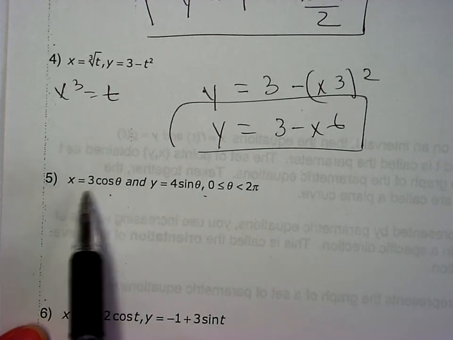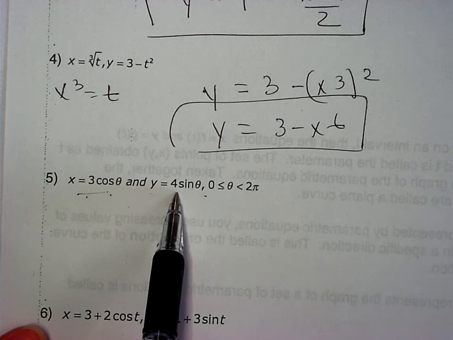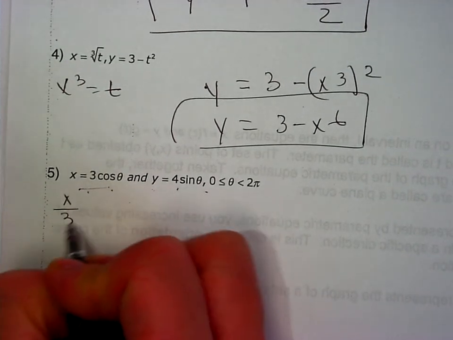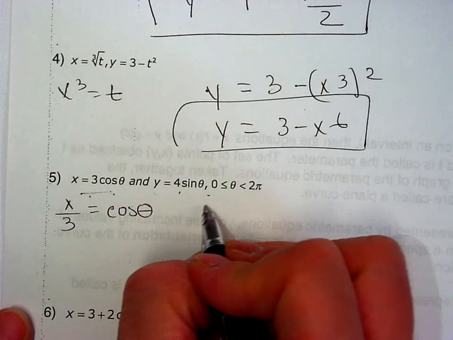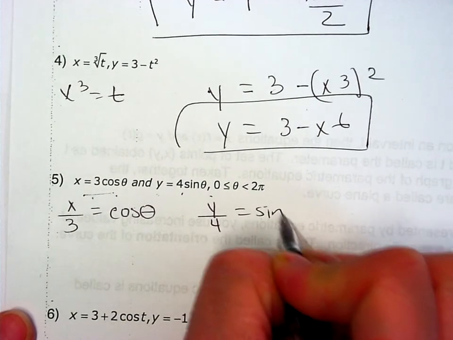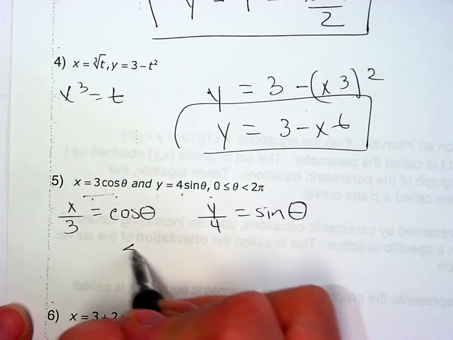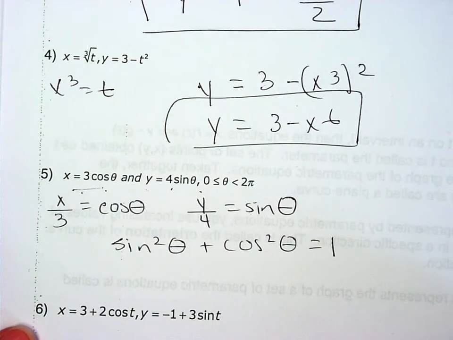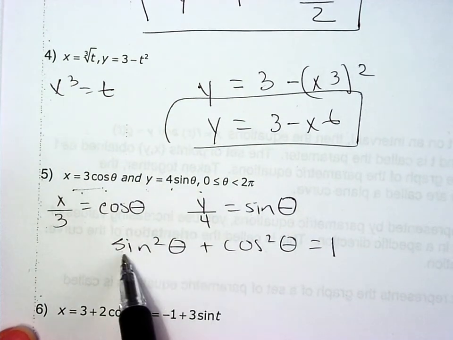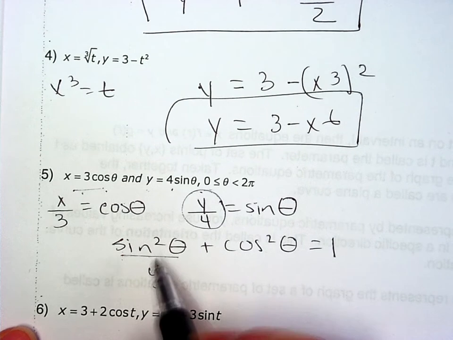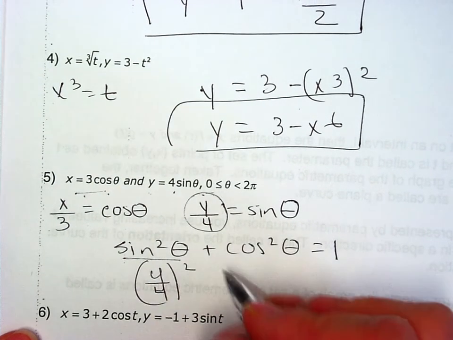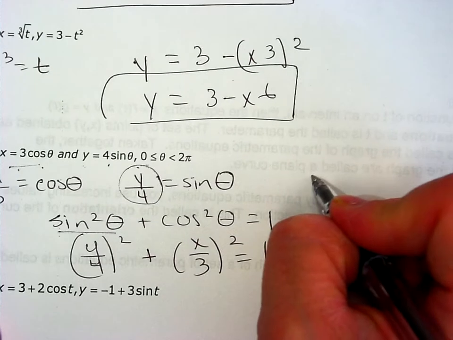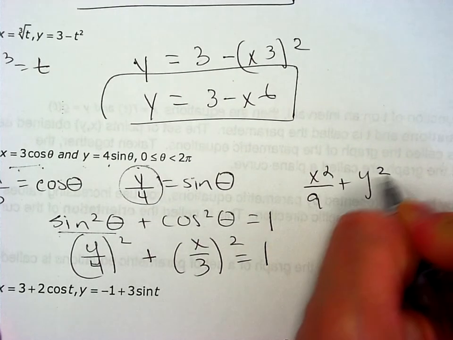Basically, when you have equations with x's and cosine and y's and sines, this is either going to be a circle or an ellipse. So I'm going to go ahead and solve this for cosine, and you'll see why in a minute, and solve this for sine. So I know the identity that sine squared plus cosine squared theta is equal to 1. So this is an identity from pre-calc. So now, since I already know what the sine of theta is, if I replace all of that, I get y over 4 squared plus x over 3 squared equals 1. And this is really the same as x squared over 9 plus y squared over 16 equals 1.